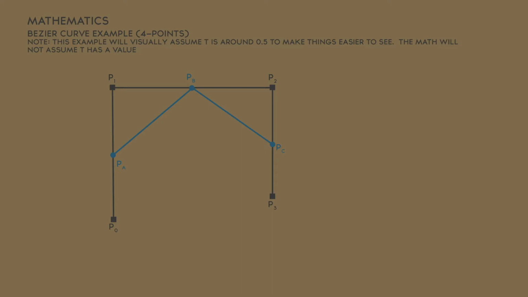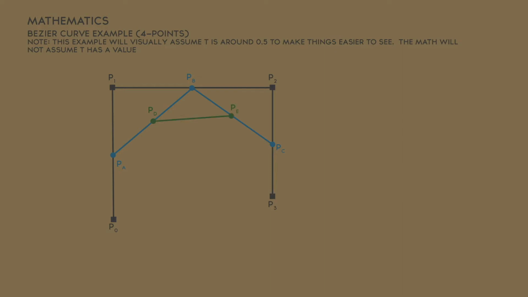Now, PA, PB, and PC are 3 points. So we need to do it again. We need to do a LERP between points PA and PB, which will give us PD. And then we need to do a LERP between PB and PC, which will give us a point PE.